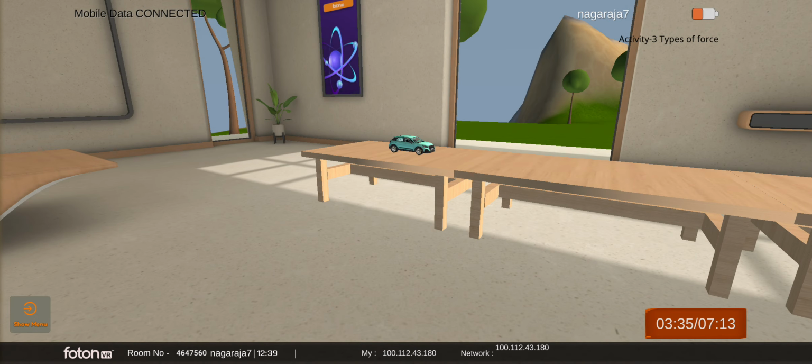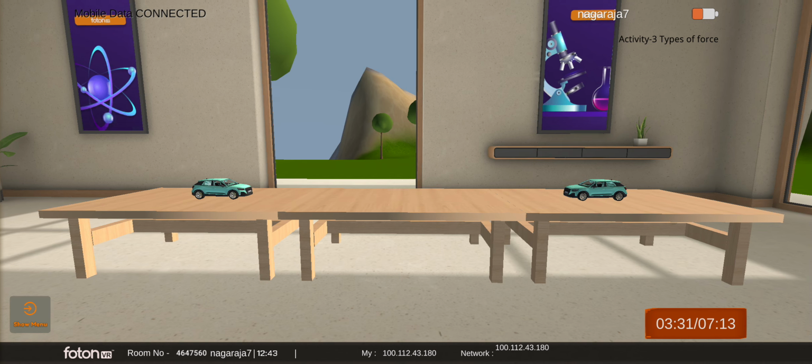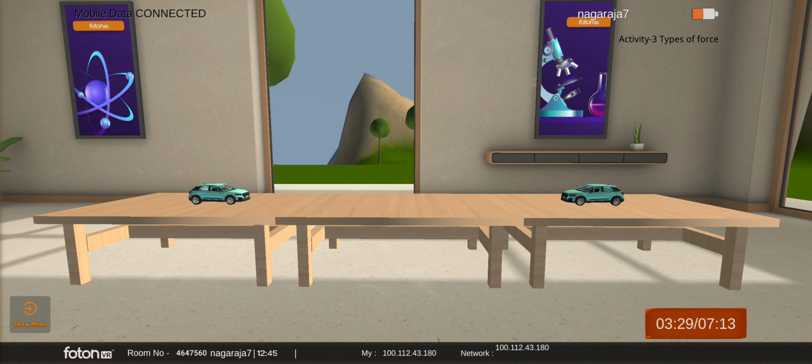Non-contact forces are the forces that act between two objects that are not physically touching each other. One example of it that we can take is the magnetic force. Let's understand the magnetic force. Here, two toy cars are there. A bar magnet is placed inside each toy car.